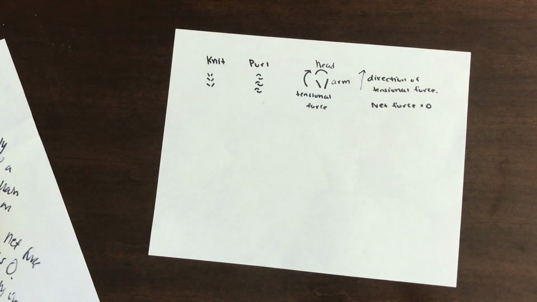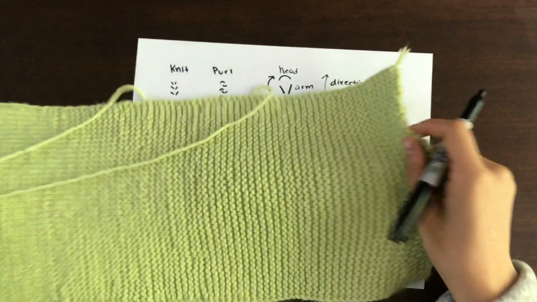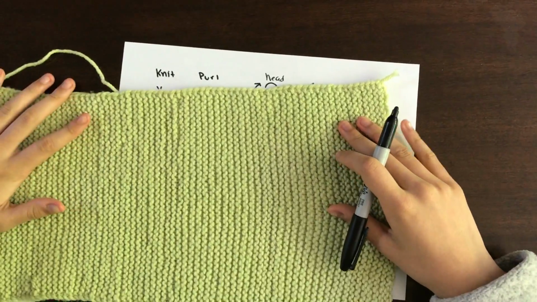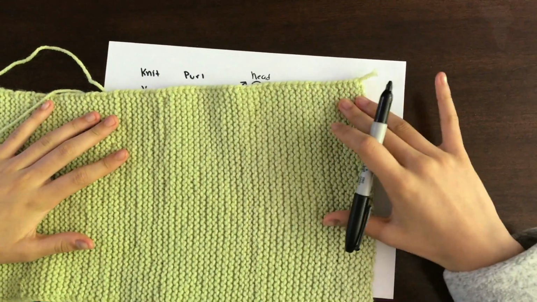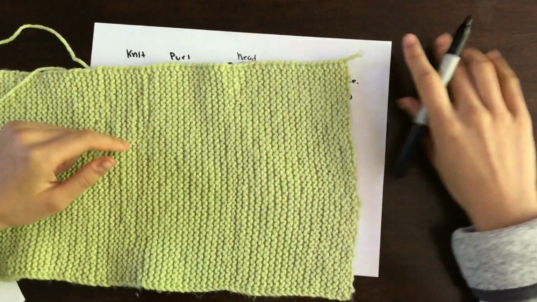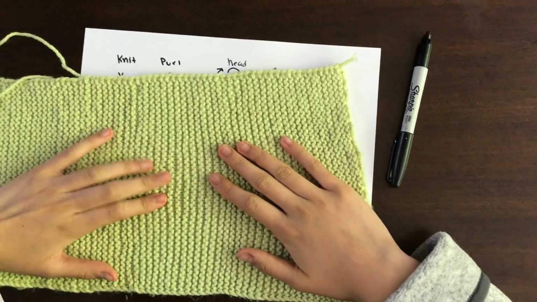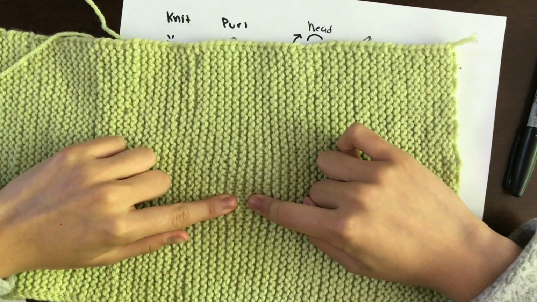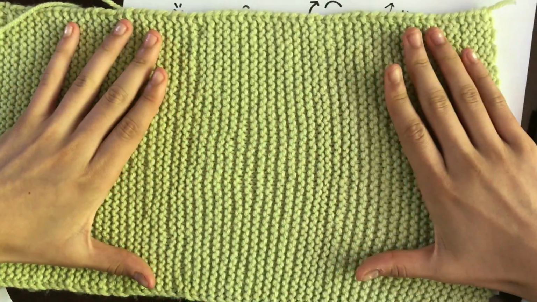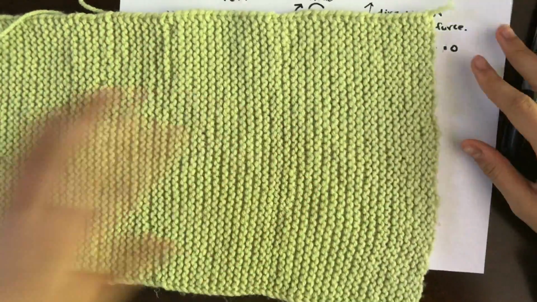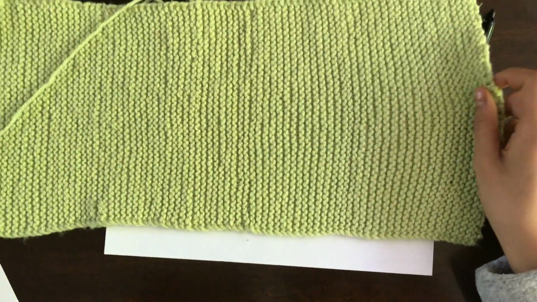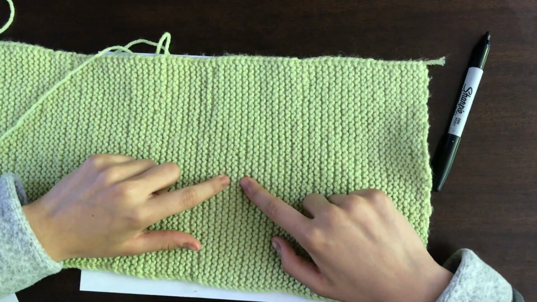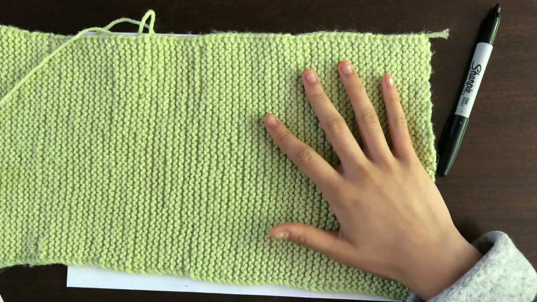Let's use the example of the garter stitch. This is the garter stitch. As you can see, you really only see the heads. But if you pull at it like this, you can see that in between each row of heads, there's also a row of arms. But as a whole, this piece does not curl. Even though the heads are being pulled towards each other, this does not count as curling.